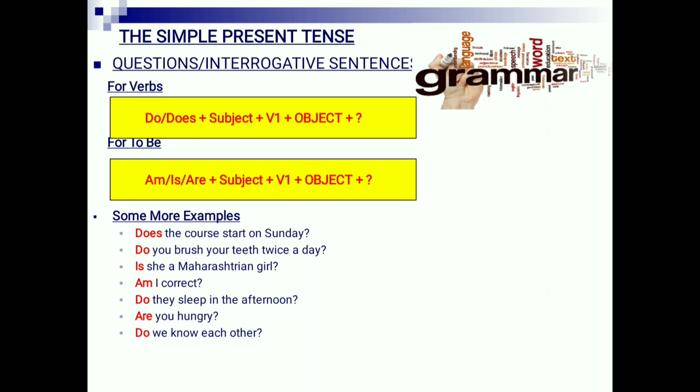Does the course start on Sunday? Do you brush your teeth twice a day? See, I used do here because the subject is you. So, do you brush? Third one is, is she a Maharashtrian girl? Am I correct? Do they sleep in the afternoon? Are you hungry? Do we know each other? So, these are the examples of interrogative sentences in simple present tense.